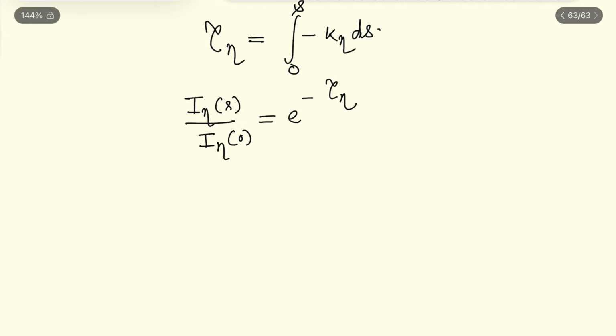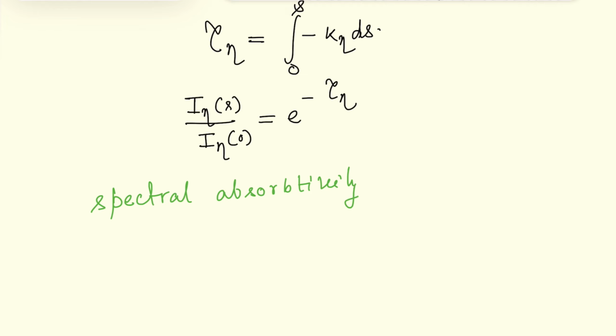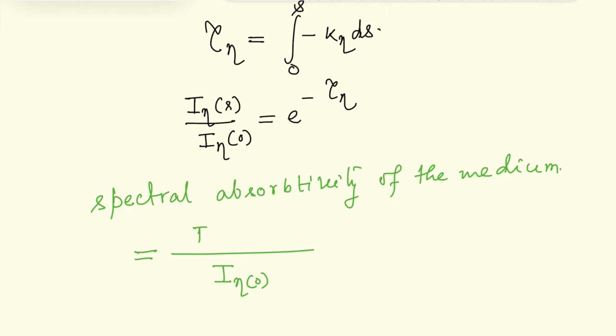Okay, so now can you tell me what is the definition of absorptivity? So here the spectral absorptivity of the medium is defined by how much is incoming and how much is absorbed. So absorbed is I eta naught minus I eta s. So that is nothing but your 1 minus this one. So this is your alpha eta.